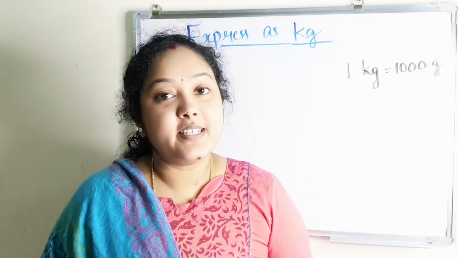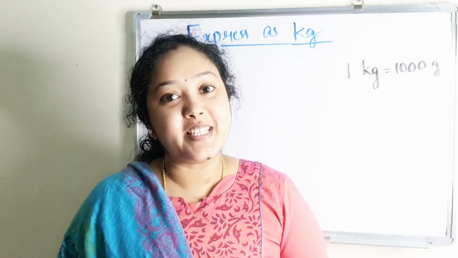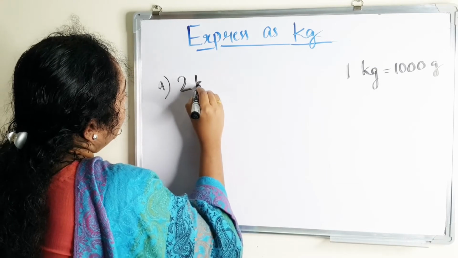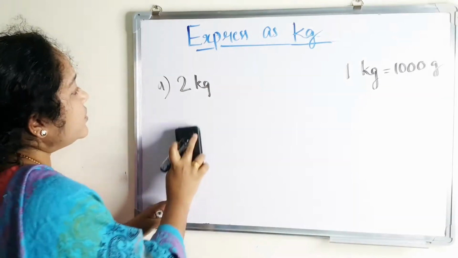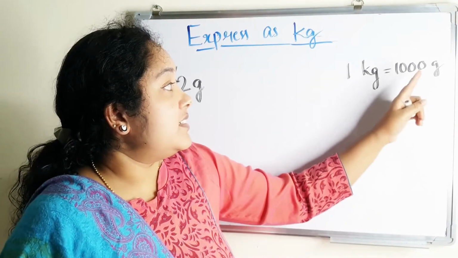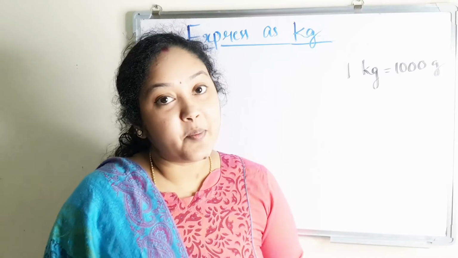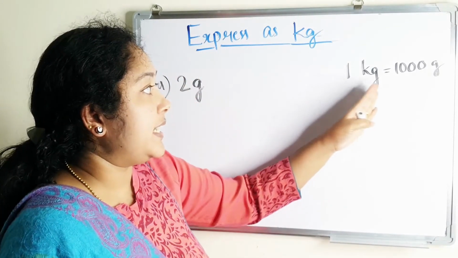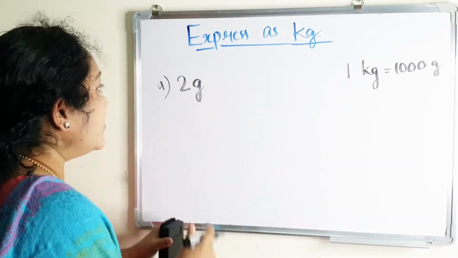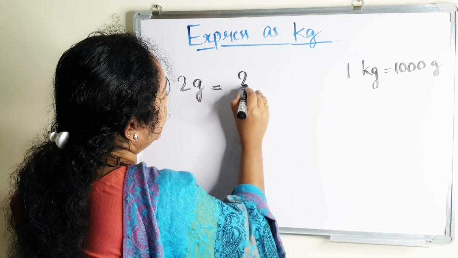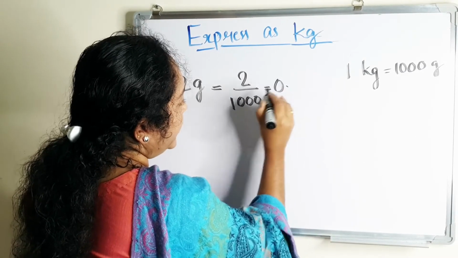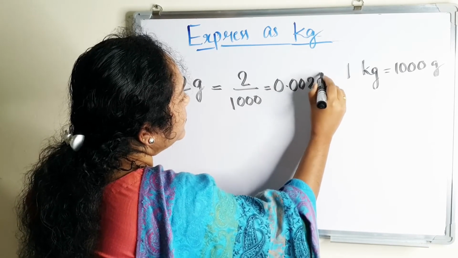The last question is, express as kilogram using decimals. 2 gram. To convert gram to kilogram, divide the number by its power of relation. That means 1 kilo is equal to 1000 gram. Their power of relation is 1000. So 2 gram is divided by 1000. That is equal to 0.002 kilogram.